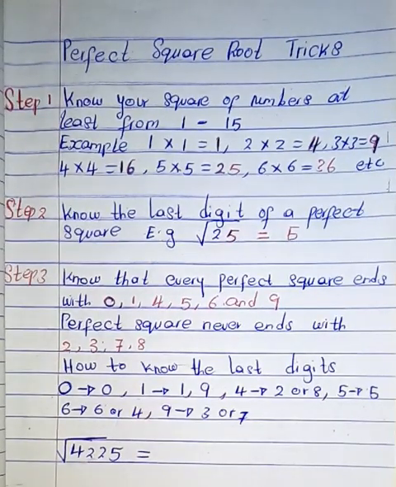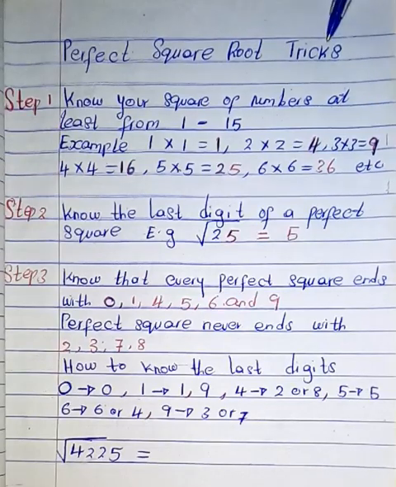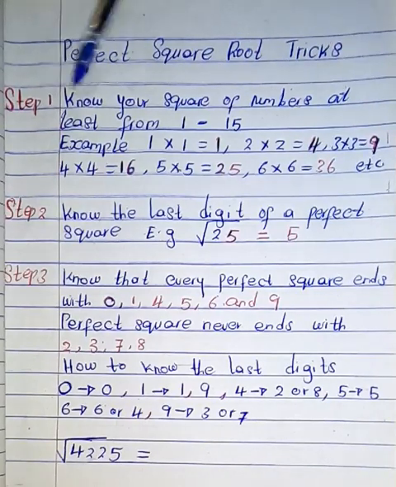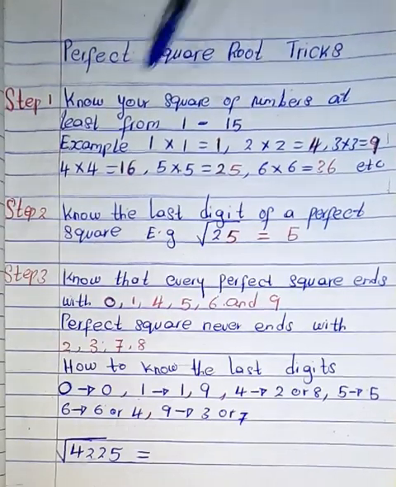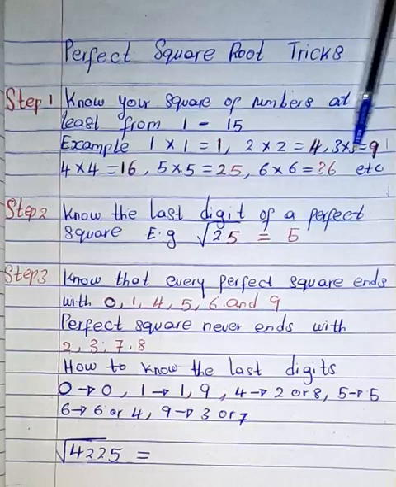Today's class is going to be about perfect square root tricks. I'm going to show you some tricks on how to find the perfect square. So before then, you need to know some things about perfect squares and how the tricks work. Step 1 says know your squares of numbers at least from 1 to 15. So the example is what you have seen there so far.